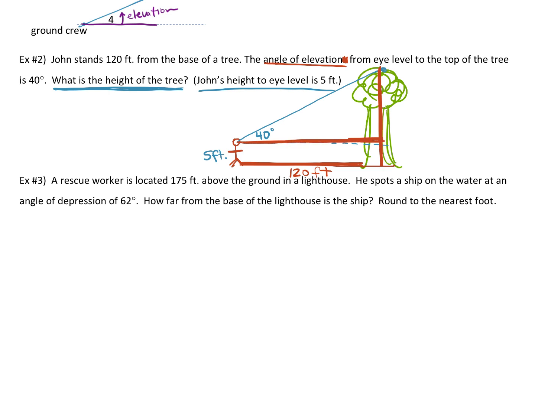This line right here, that extra line, is 120, because that's how far he is from the base of the tree. This angle, because the tree stands straight up, is a right angle. We're looking for this length. I know this piece of it is 5 feet. Can we find this? No.